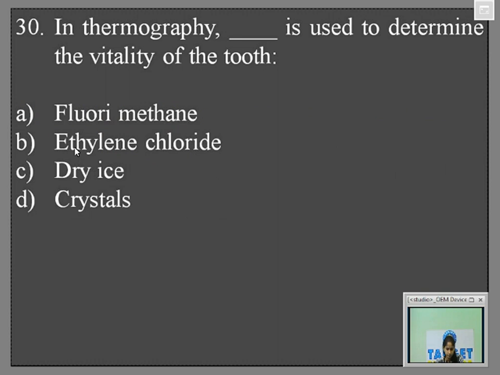Next question. In thermography, what is used to determine the vitality of a tooth? So at this point, you just have to first write down that there are three tests which are sensibility tests.